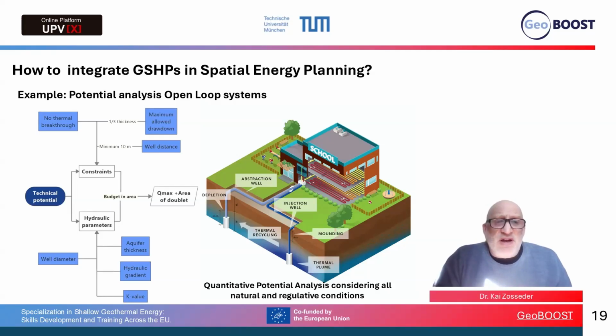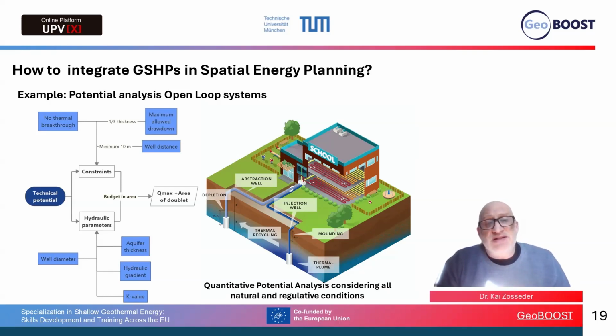So for example, here we have a technical potential on the left side and we have some constraints. So we do not have a thermal recycling. It's maximum allowed to draw down of 1/3 thickness, and also the well distance must be minimum 10 meters. So this actually is a constraint for this potential. And on the other side, some natural conditions like the hydraulic parameters. What is the aquifer thickness? Do you have groundwater? If you have just a very small amount of groundwater, of course, then you have not a high potential.